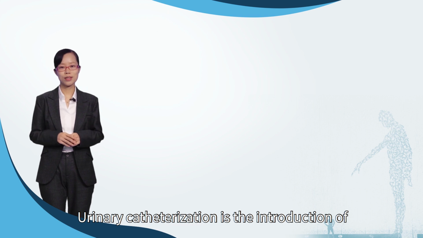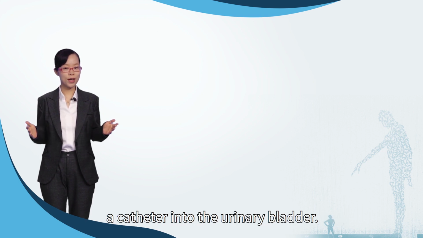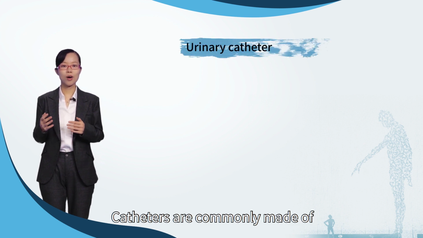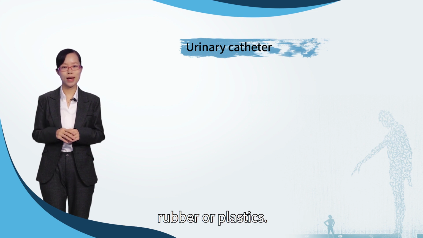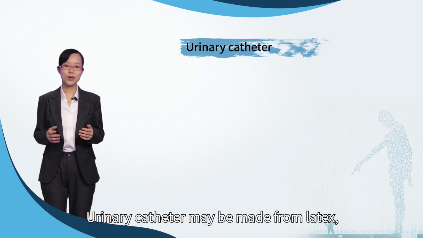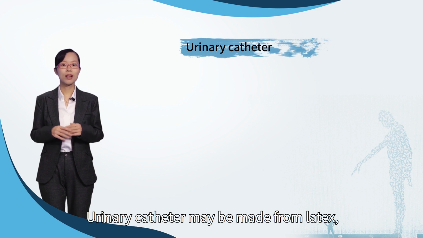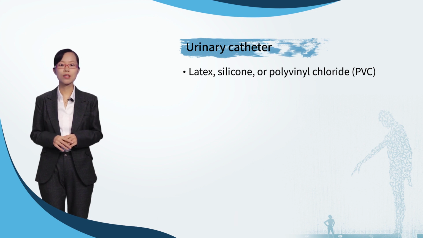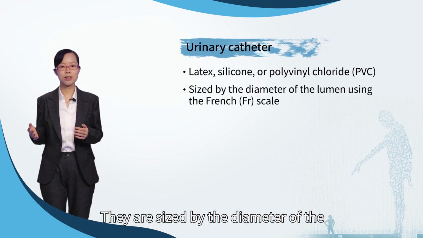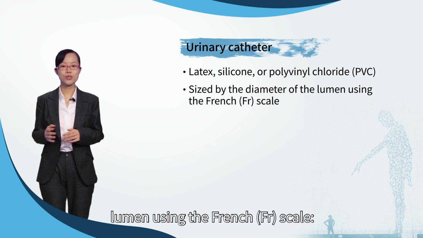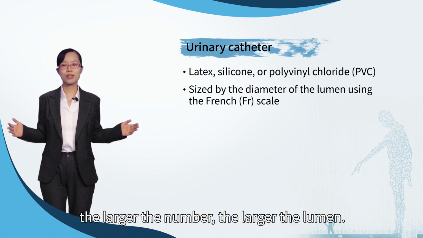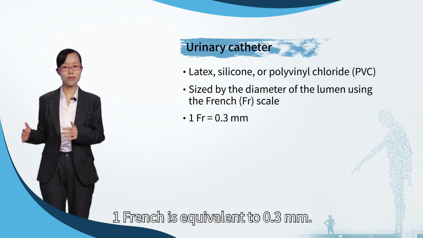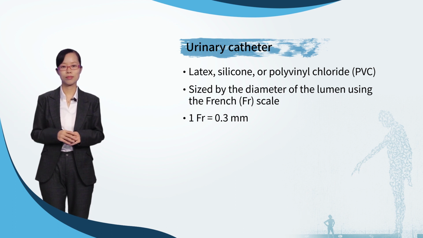Urinary catheterization is the introduction of a catheter into the urinary bladder. Catheters are commonly made of rubber or plastics. Urinary catheter may be made from latex, silicone, or PVC. They are sized by the diameter of the lumen using the French scale. The larger the number, the larger the lumen. 1 French is equivalent to 0.3 milliliter.